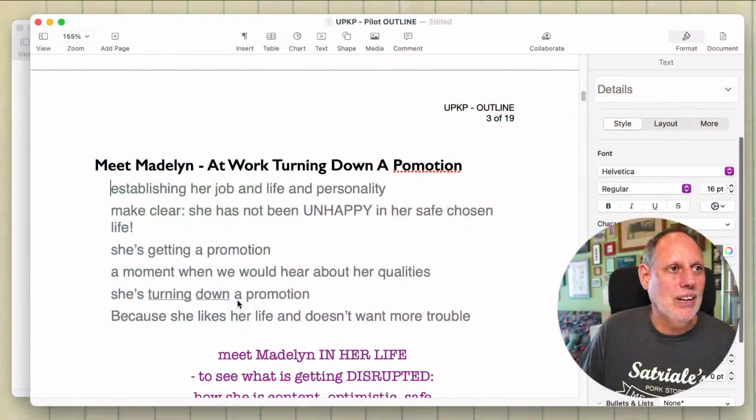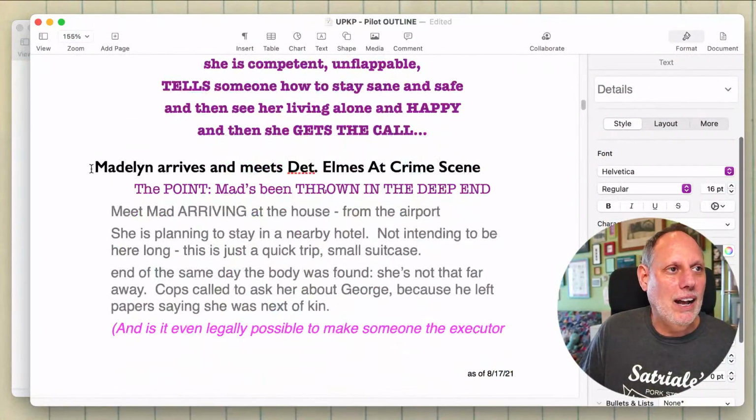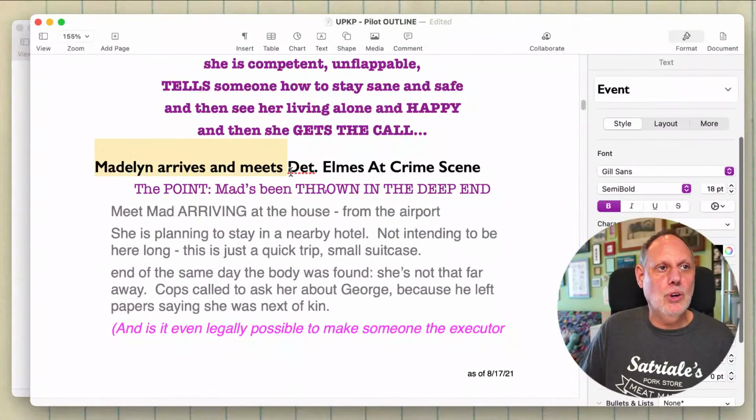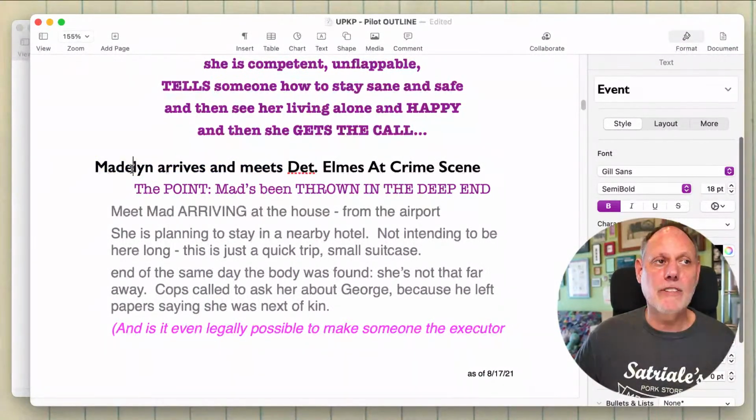We want to know what's going to happen to this person who says, I like my life, I'm good. And then we see her getting a call, and the next thing you know, Madeline arrives and meets Detective Elms at crime scene. Look at that. We have changed the outline because you do. You change. I wrote that. I changed this to arrives and meets Detective Elms. It's no longer our first scene with her.